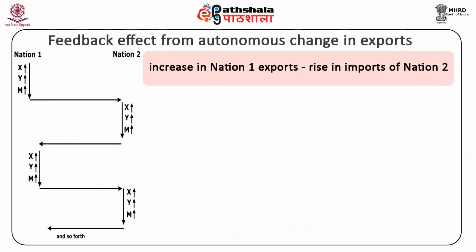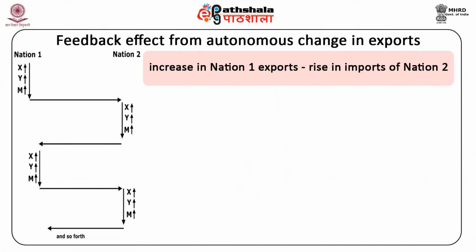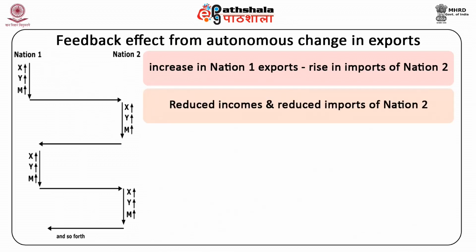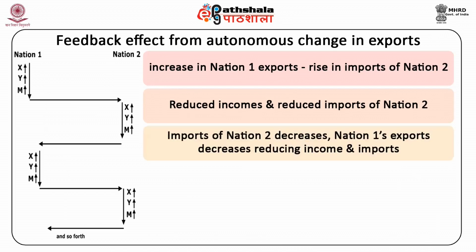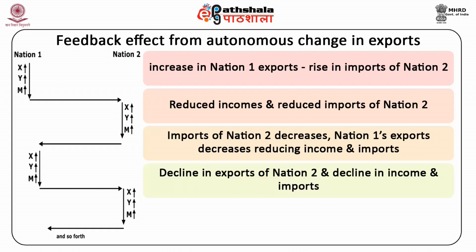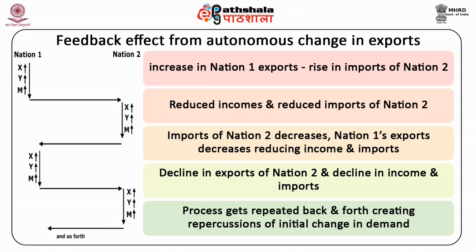Initial increase in nation 1 exports leads to a rise in imports of nation 2. This leads to reduced incomes and hence reduced imports of nation 2. As imports of nation 2 decrease, nation 1's exports decrease, reducing its income and further imports. Decline in imports means a corresponding decline in exports of nation 2 and decline in its income and imports. This process also gets repeated back and forth, creating repercussions of an initial change in demand.